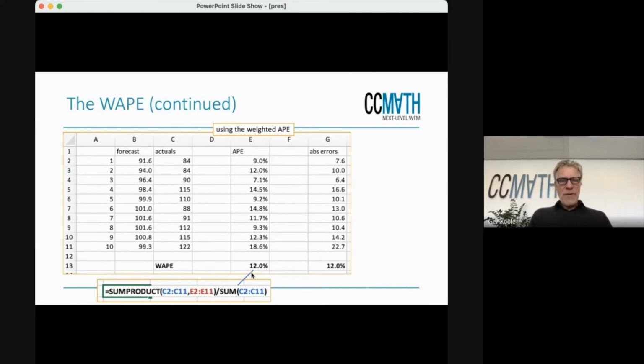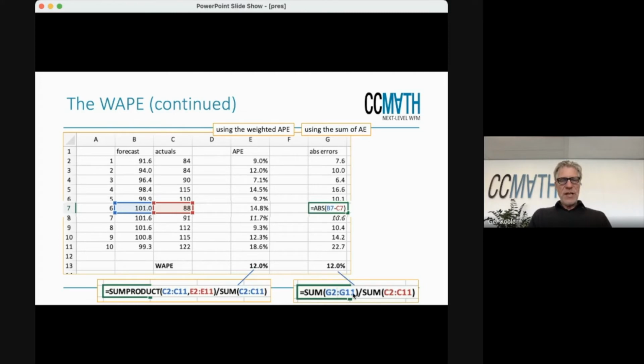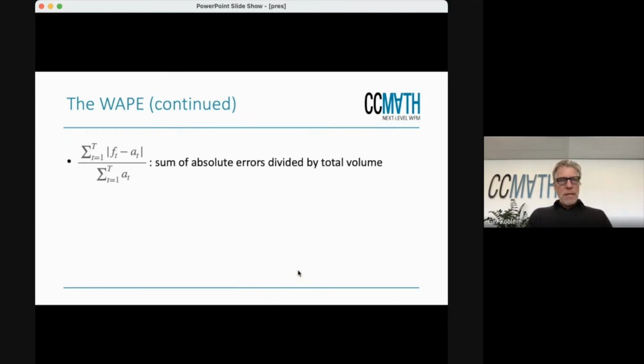And now if I do the same thing with the sum of the absolute errors, here you see 84 minus 91.6, absolute value. These are the absolute values, very simple. If I take the sum of these and I divide by the actuals, then indeed I get the same answer. So it is a pretty simple formula. Again, sum of absolute errors divided by the total volume.